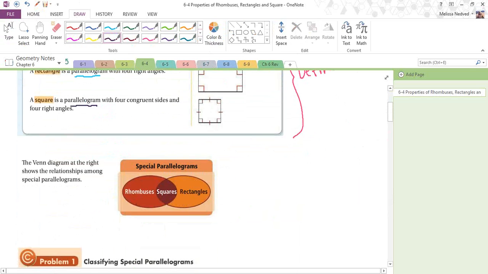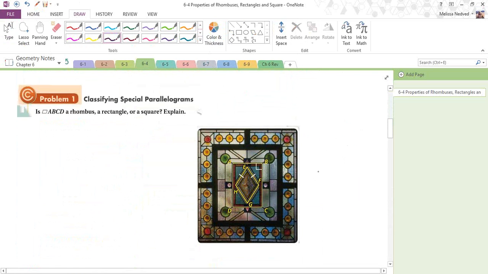So we're going to spend the bulk of this section looking at different properties of each of these special parallelograms, and then identifying which parallelogram we have. Be warned in this section, in our homework, in the worksheet, that just because something looks like it might be a rectangle, if it doesn't meet the properties, we can't define it as a rectangle. So don't just look at it and automatically name it based on what it looks like. Make sure that it meets those properties.